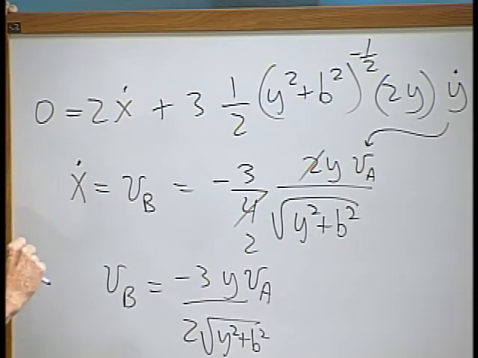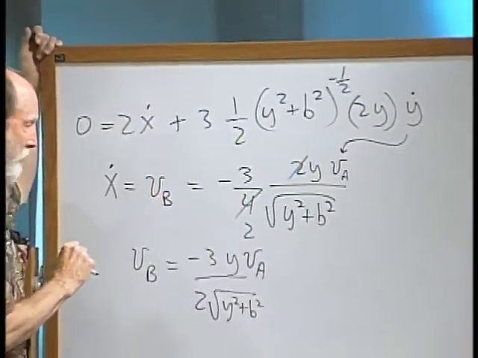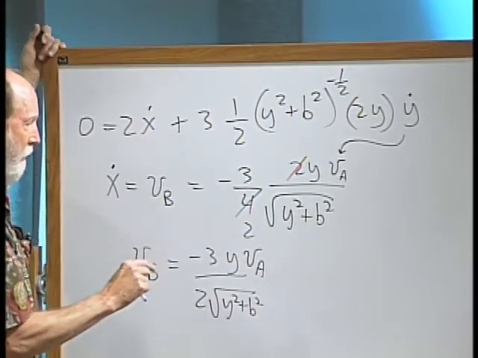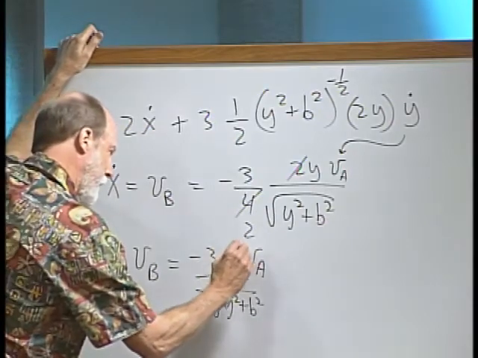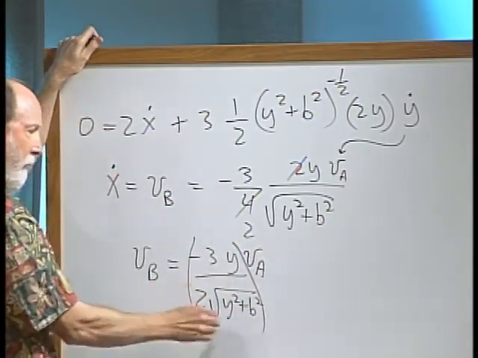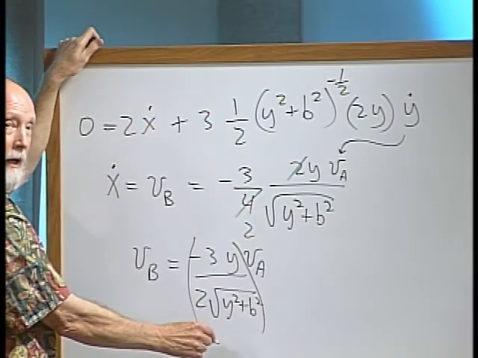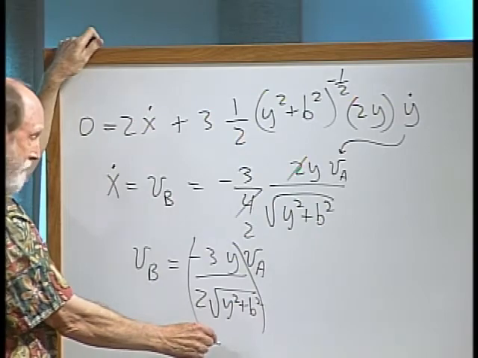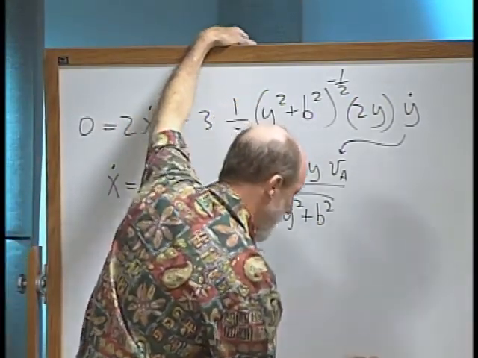Does that make sense? Okay. Now what I'd like to do is to draw a quick sketch of this and take a look at this relationship, because you'll notice this coefficient here is a function of y, the position y, the placement of body A. So our picture looks like this.